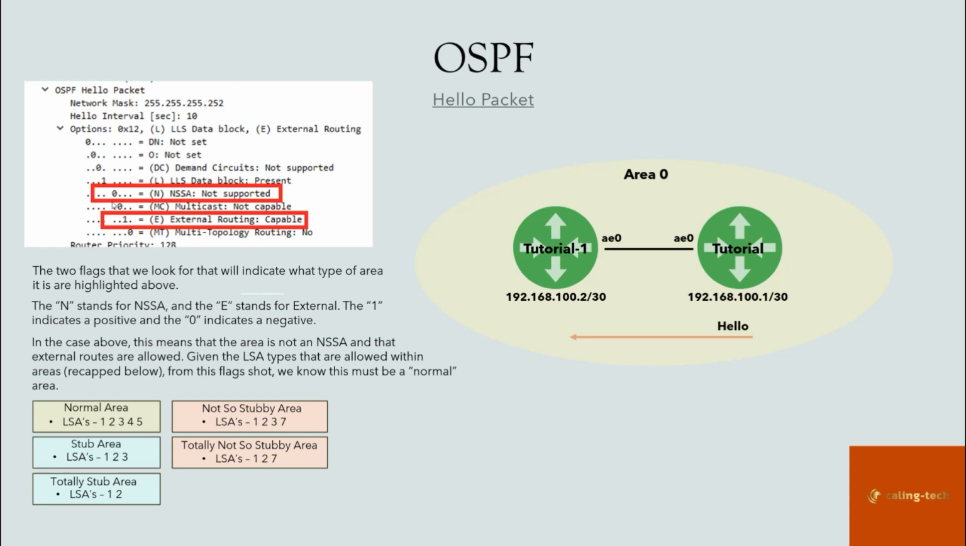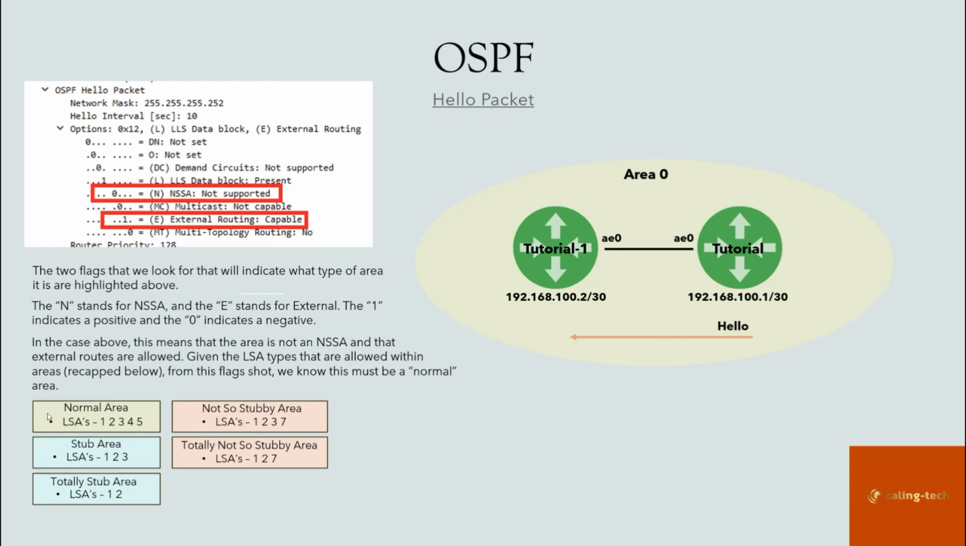Now, it's important to note that the 0 stands for a negative and the 1 stands for a positive. So in this case, this means that the area is not an NSSA and that external routes are allowed. Given the LSA types that are allowed within areas, which I've recapped below, from this flags shot we know this must be a normal area. And the reason we know it's a normal area is because of the external routing. We know it's not an NSSA because the N flag here is 0. The 1 means this is enabled or capable. So it's the E for external routing.